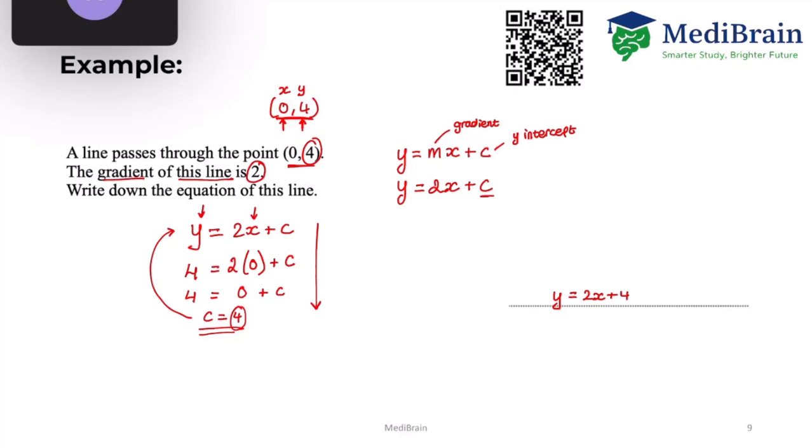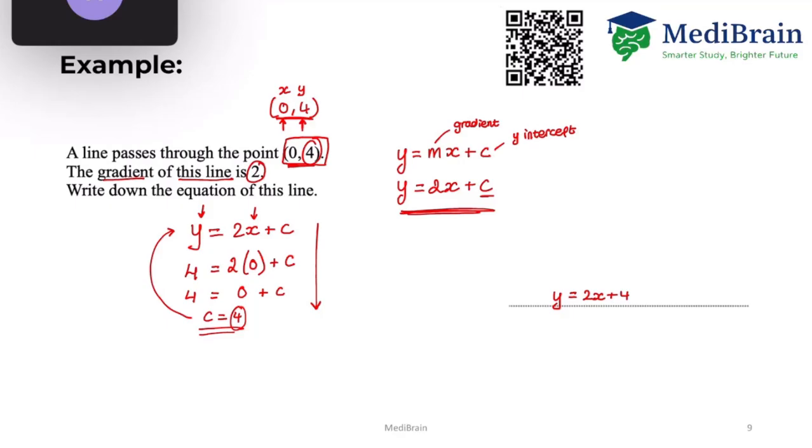Substitute in the gradient like we have over here, y equals 2x plus c. And then what you're going to do is use the coordinates that they've given you, which is 0, 4. That's the coordinates that they have given you. And you're going to substitute it in place of x and y. So we had 2x plus c.